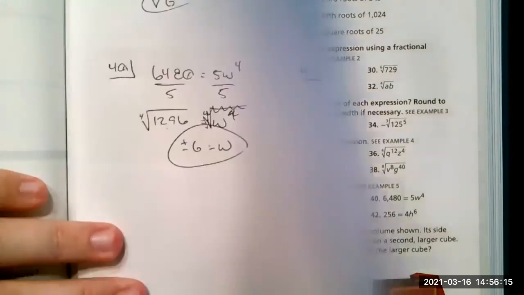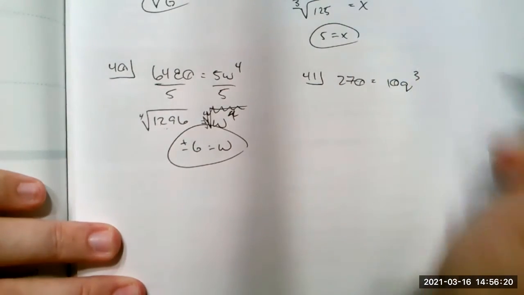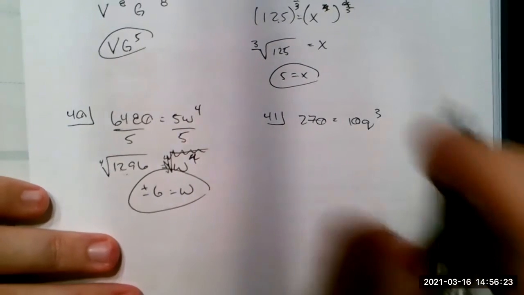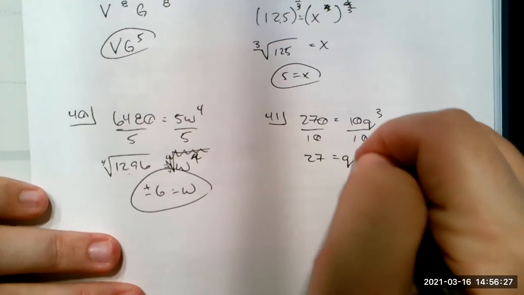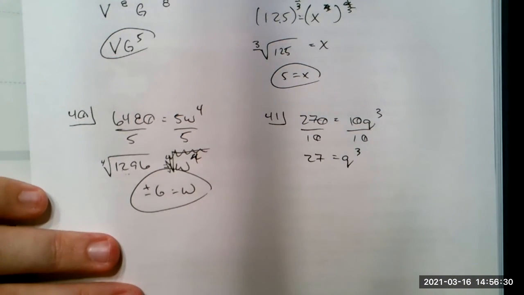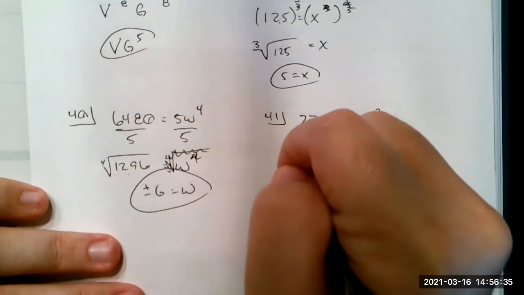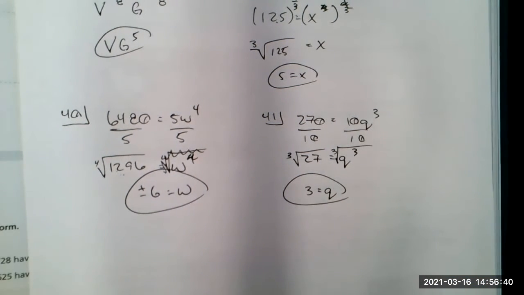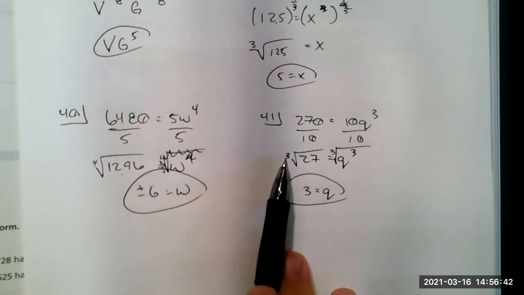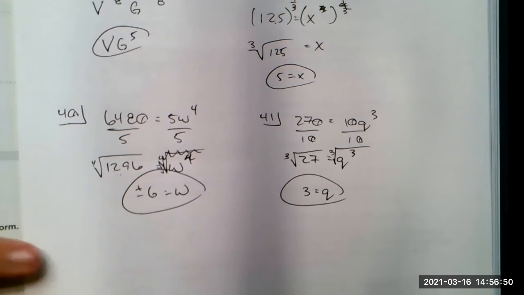Number 41: 270 equals 10q cubed. So just like the other ones, divide both sides by 10. I get 27 equals q cubed. I'm going to take the cube root of both sides, and then I get 3 equals q. An odd degree root produces just a positive number. So it's just positive 3.